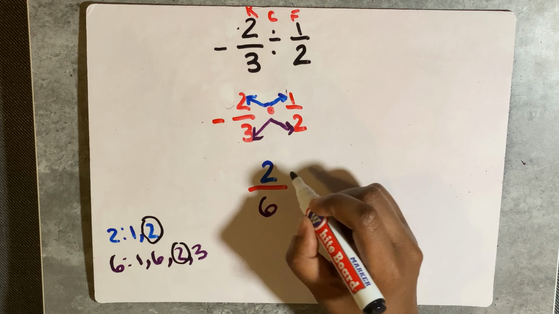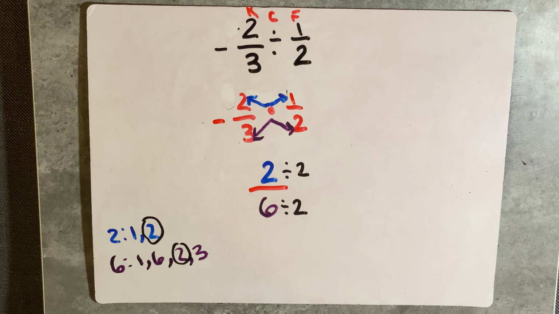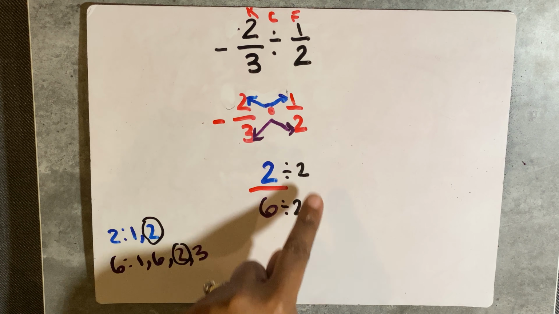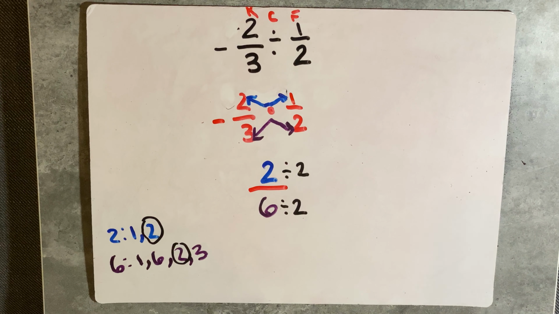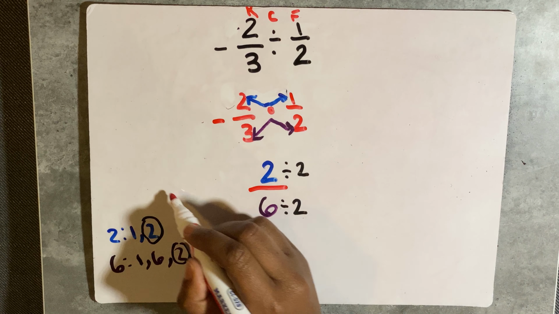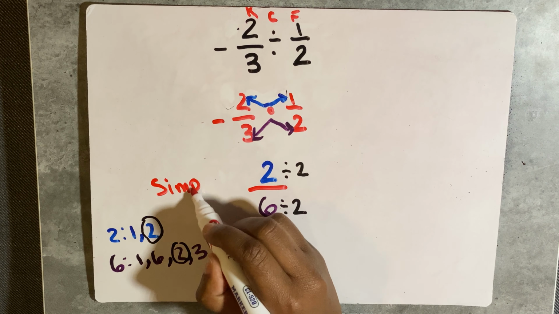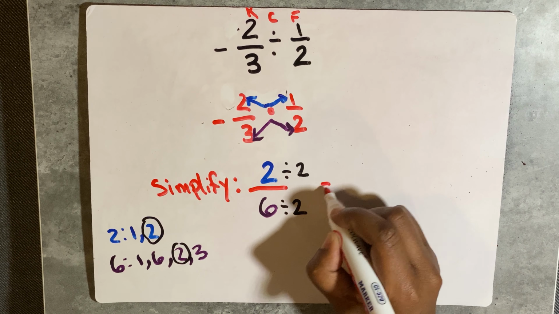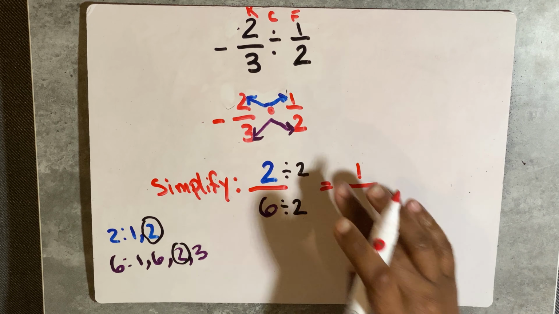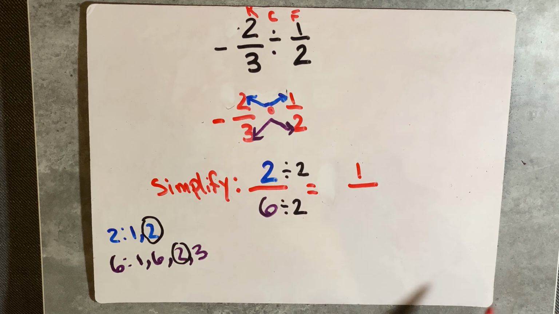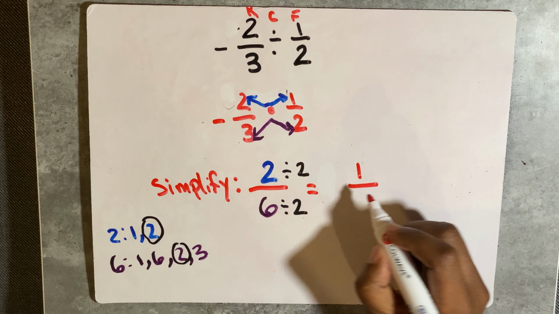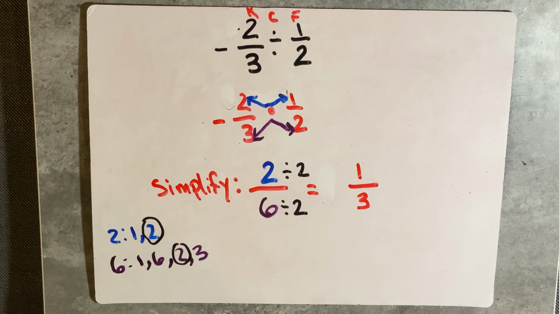So I'm going to divide the numerator and the denominator by 2. I take what's common and divide it. Remember, this is our simplifying portion. This is why we have to simplify. This has to be simplified. So 2 divided by 2 is 1, and 6 divided by 2 is 3.